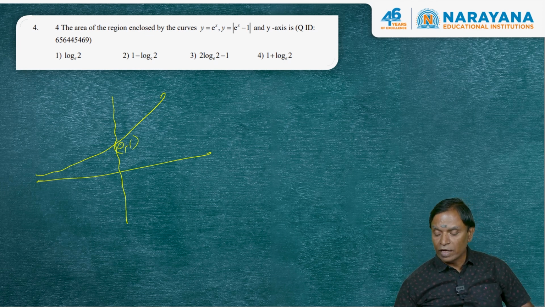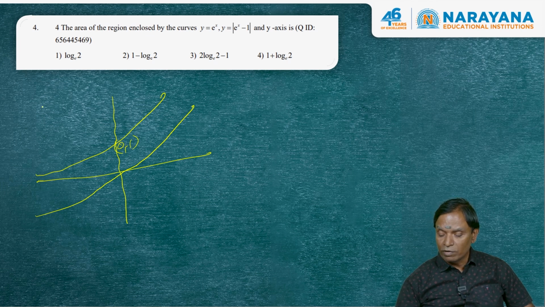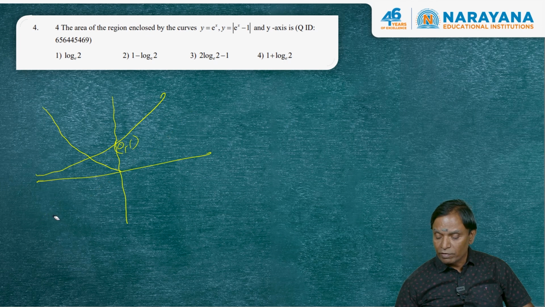Translate the curve e power x by 1 unit in the downward direction, and then take the mod. Your mod will be this. So this part, whatever is there, we can erase it. So your curve will be like this. I want this region. This is 1 minus e power x. This is y is equal to e power x.